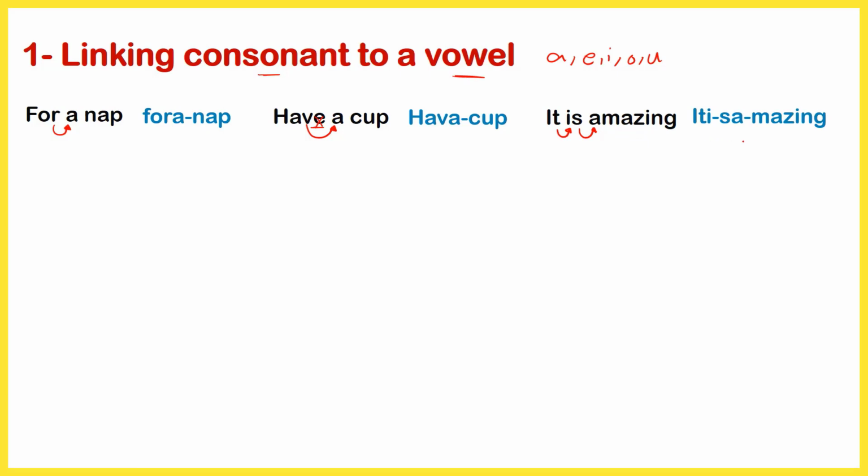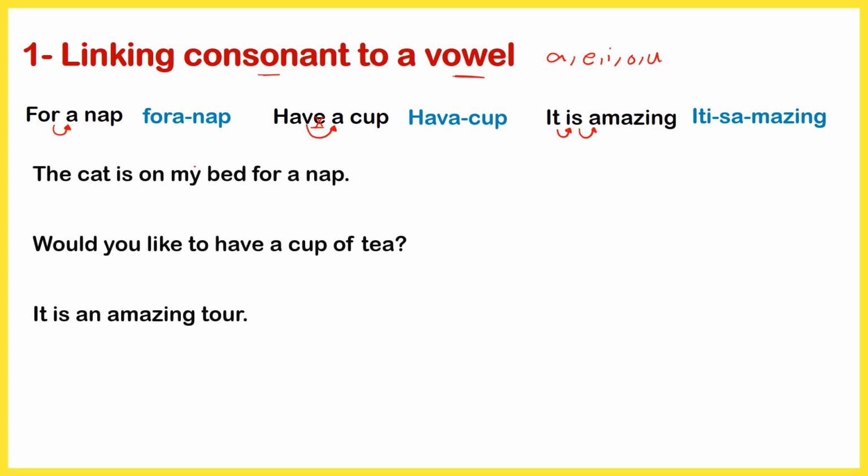Now let's practice on longer sentences. The first example here, "the cat is on my bed for a nap." Let's see how we pronounce this. The first word here, "cat," ends with T, which is a consonant. We link it to I, the following vowel, and then S to O. And here we have "for" and "a." So we pronounce it, "the cat is on my bed for a nap."